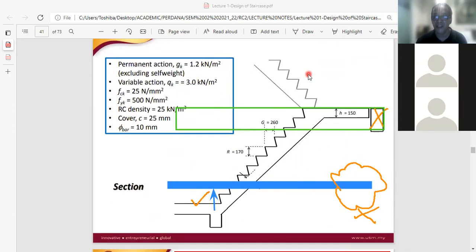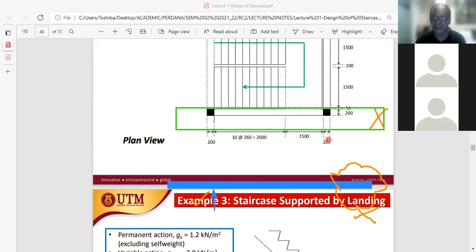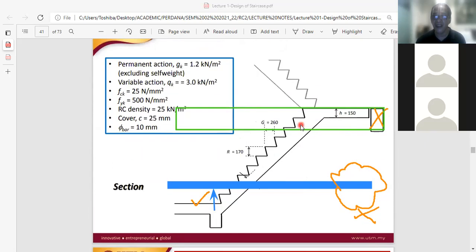In cross section it is something like this. This is the beam. So this beam is now supporting the landing. So the landing will now support the staircase. So that means at this end, we have the landing which is about 1.5. The total landing span, or the width of this landing, is approximately 1.5, from here to here, approximately 1.5, 1500.